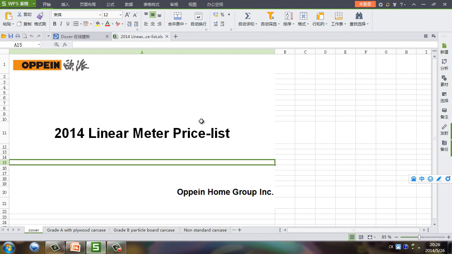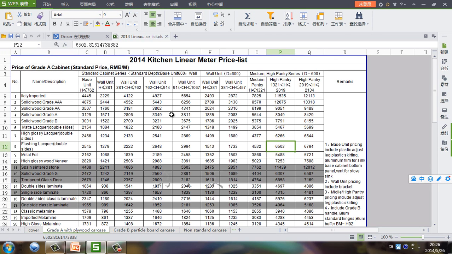Open the 2014 linear meter price list. You can see 4 worksheets. The first one is the cover of the price list. The second worksheet is the linear meter price list for carcass with material plywood, that is grade A. Different lines in this table show different kinds of carcass, while different columns show different sizes.